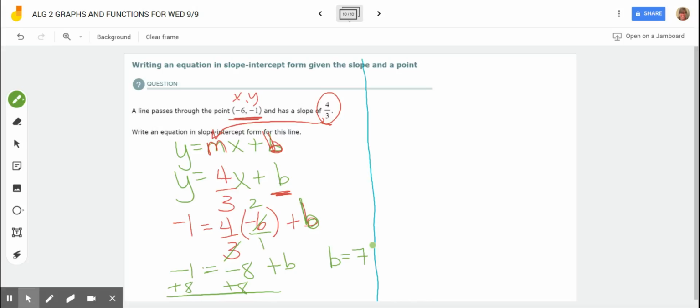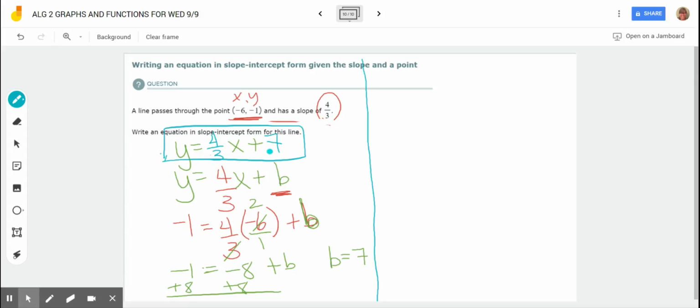Okay, what does that mean? It means that the equation of the line is, erase the m and the b, and we're going to plug them in. We're going to plug in the m was 4/3 and the b was 7. This is the equation of the line. That is most of my students' favorite way to do this.